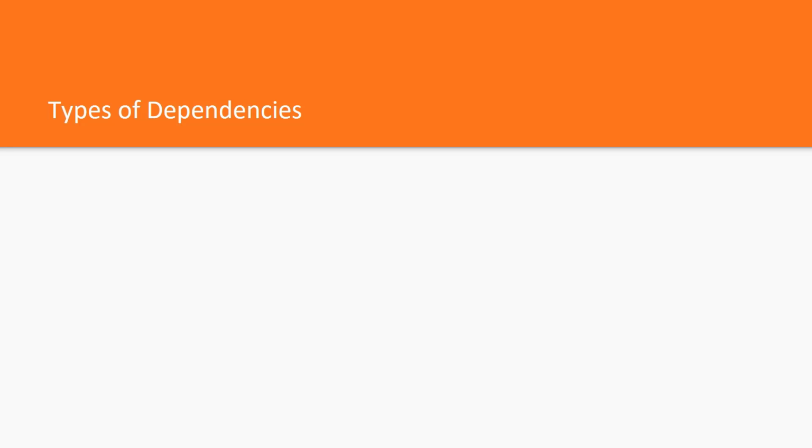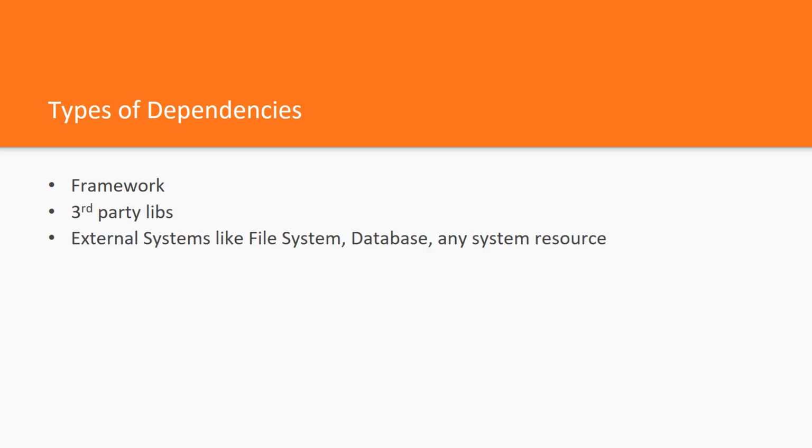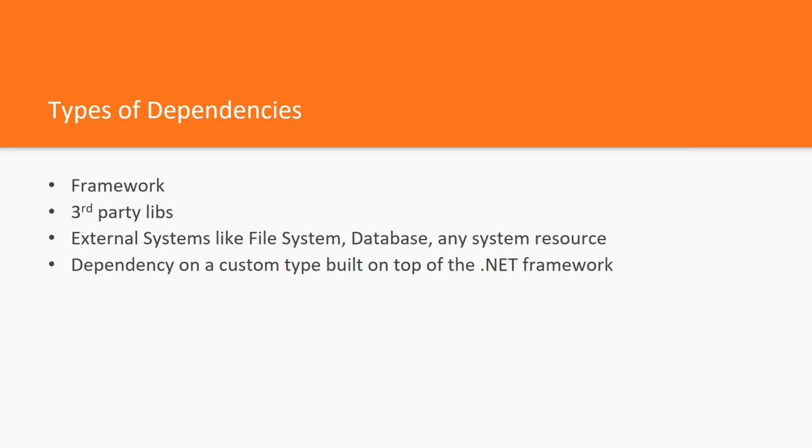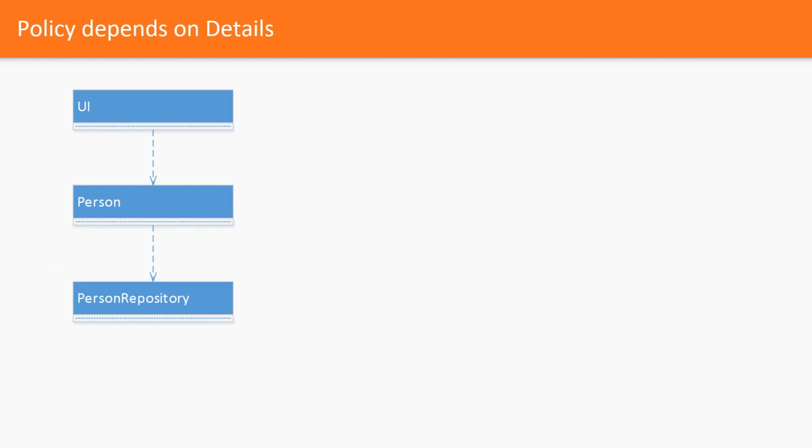Let's define what we mean by a dependency. There are several types of dependencies: on a framework, on third-party libs, external systems like file system, database, or any system resource, and so on. Dependency on a custom type built on top of the .NET framework. In this section, the most important type of dependencies for us is the dependencies on custom types which are developed by us. For example, here on the slide, the person class depends on person repository class.